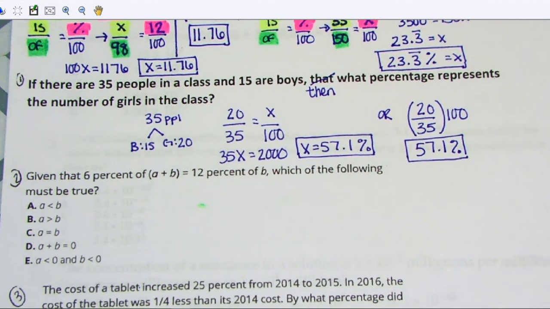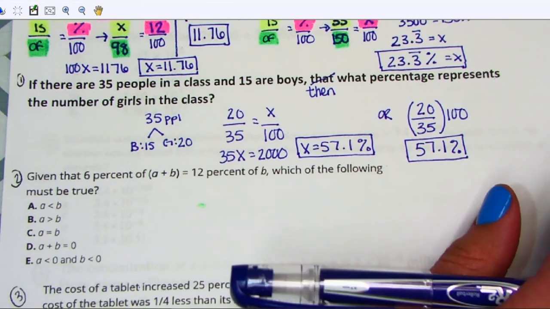Number 2, it says, given that 6% of A plus B equals 12% of B, which of the following must be true? A lot of us don't like these questions because there's not really any numbers there for A or B. This is where you get free reign to solve the problem. So I'm going to first write the equation.